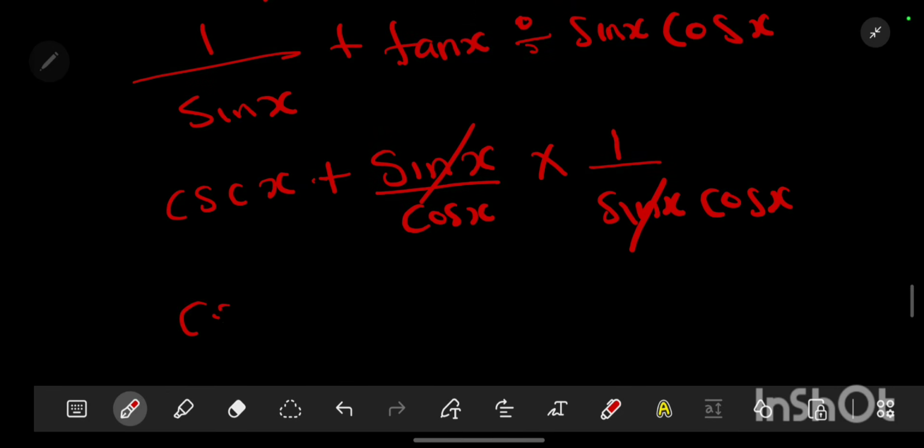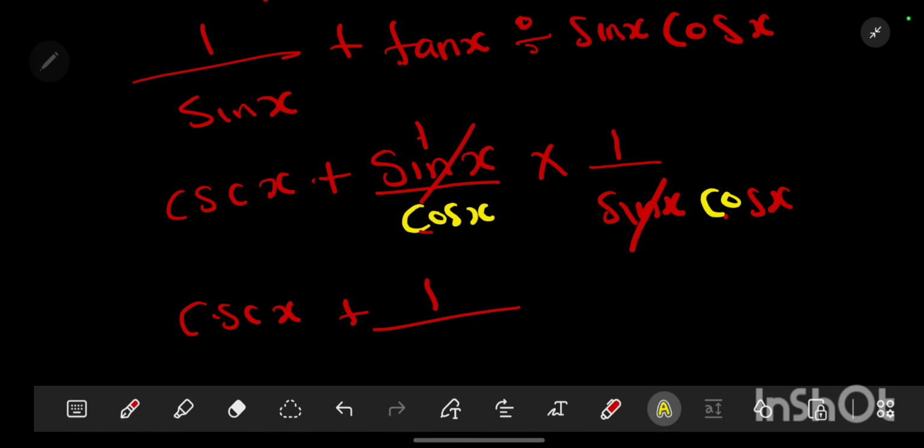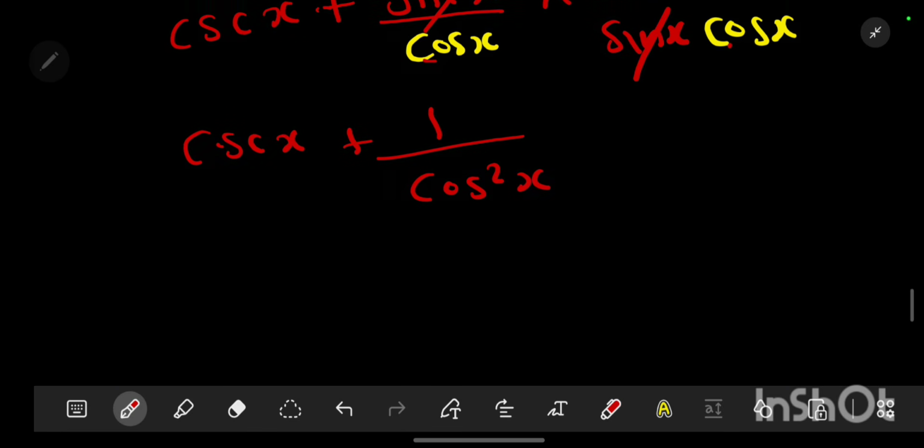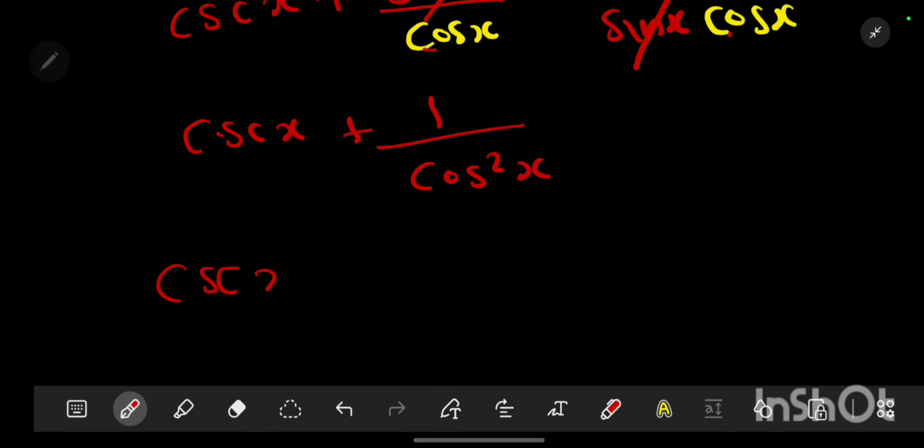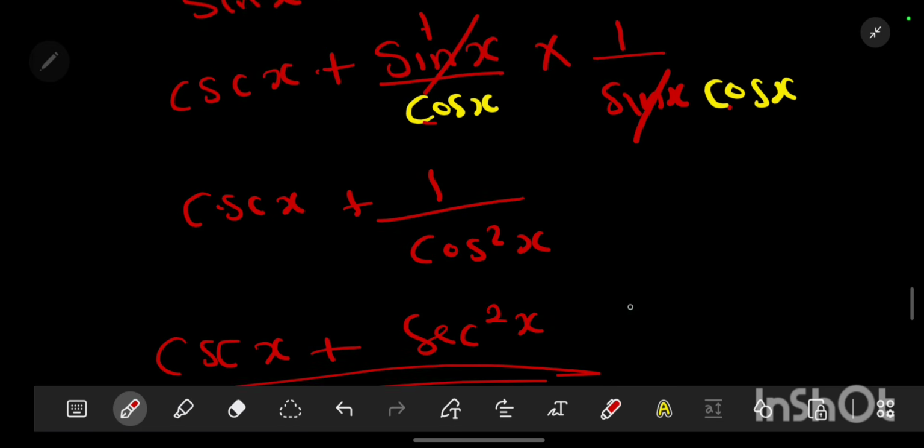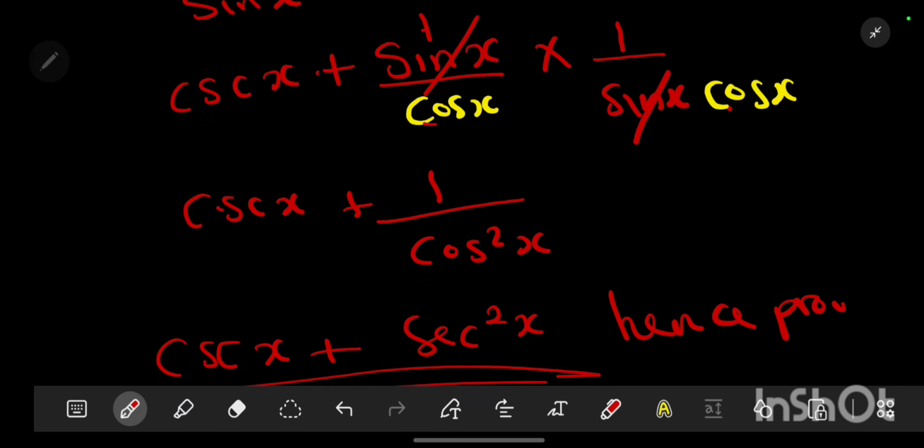This gives us cosec of x plus, here we have 1 by 1, it will be 1 over cos by cos, cos by cos, it will be cos squared x. So this gives us cos squared x like that. This gives us cosec of x plus 1 over cos of x. This gives us, oh sorry, not cosec, but sec squared x. So 1 over cos is, sorry, sec squared x. So this is the required answer. So you can say hence proven.